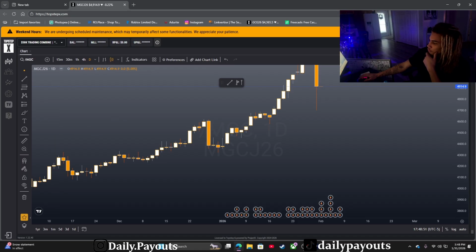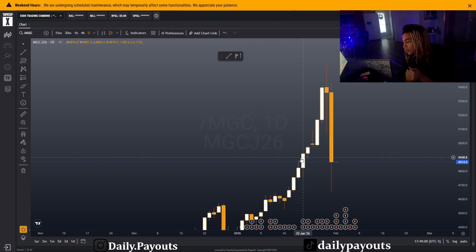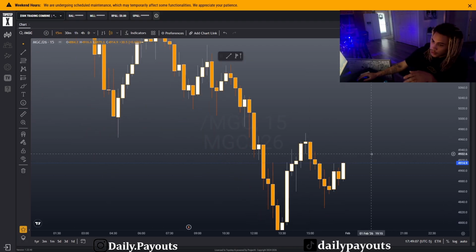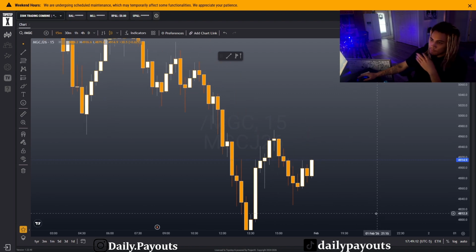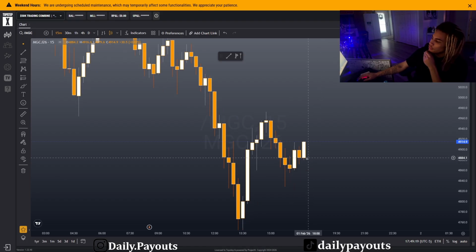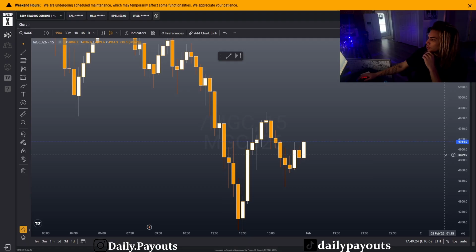Let's go into full screen. All right, I'm gonna show y'all what a resistance and a support is. Let's go to the 15 because I can find these easily. What you do is you find your resistance and your support on the 15-minute time frame, and then, what am I talking about? Define it. You define it, right?